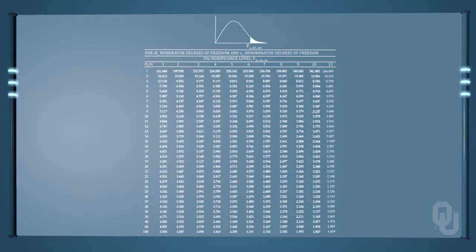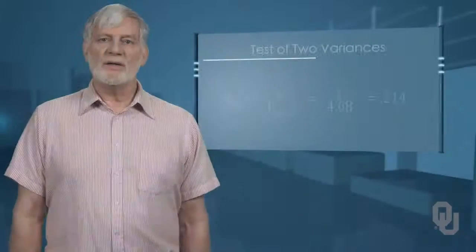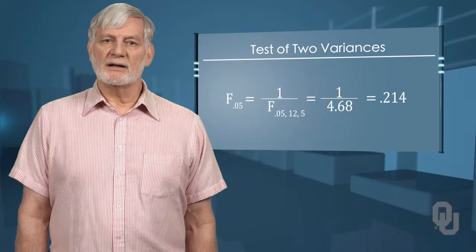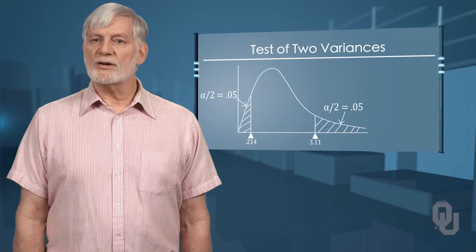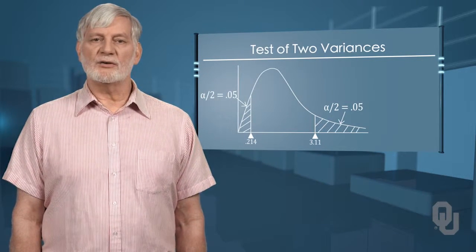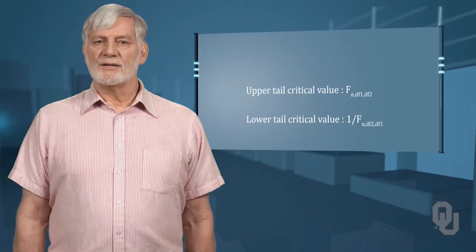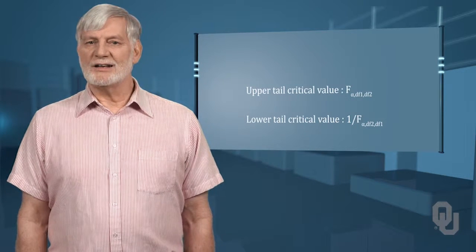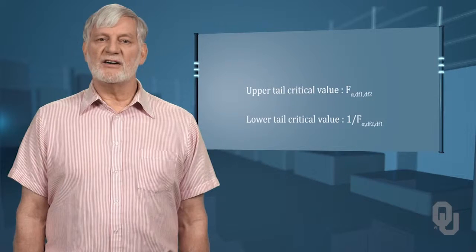In this example, we look up 13 degrees of freedom across the top row now, and go down to 5 and read 4.68. We then divide this into 1 and get 0.214. This is the critical value for the lower tail. The two formulas for finding the critical values for the F distribution are these. I know this seems a bit crazy, but this is how the F distribution is constructed. More on this later in the next unit.